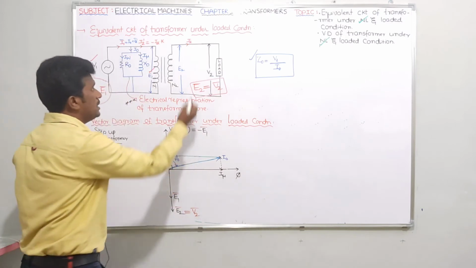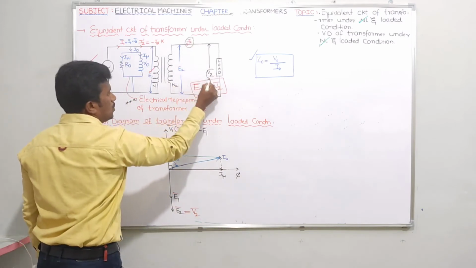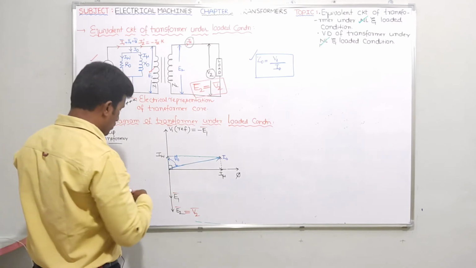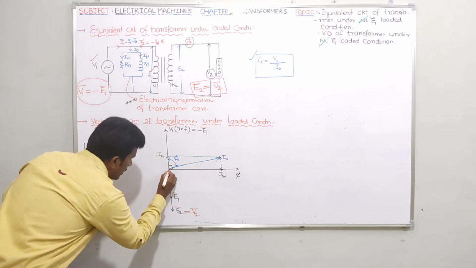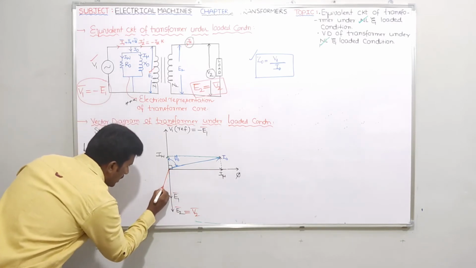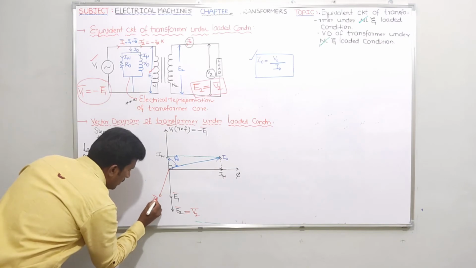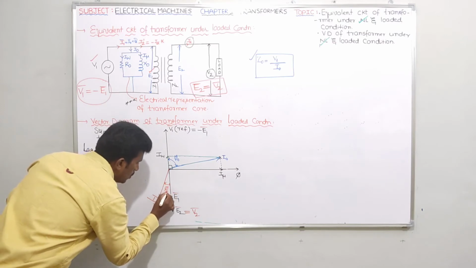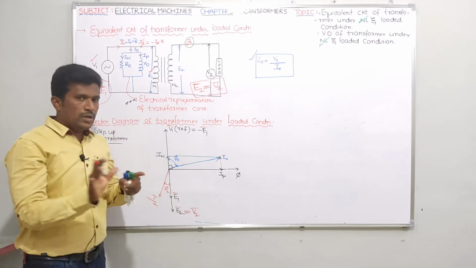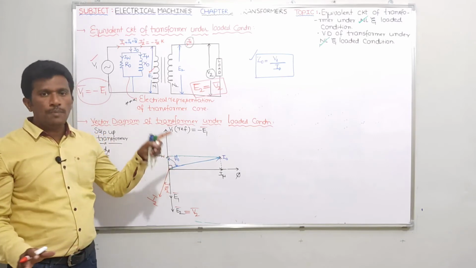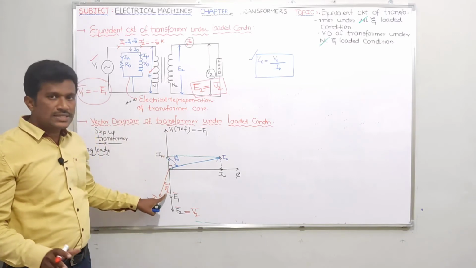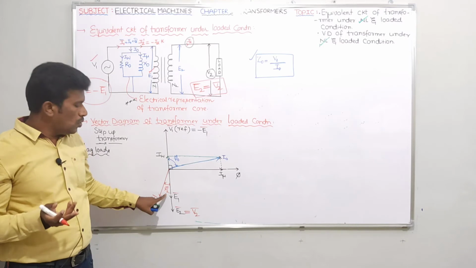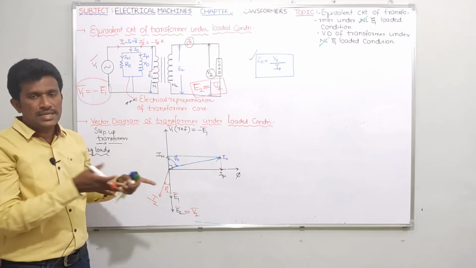Lag loads means your load current I2 lags the load voltage by some angle phi 2. Let me indicate that portion here. I2 current lags V2 by the angle phi 2. Here there is no need to confuse with the nomenclature. Phi naught means the no load power factor angle of the transformer. Phi 2 means the secondary power factor angle of the transformer, or you can say the load power factor angle of the transformer, because we connect the load at the secondary winding only.